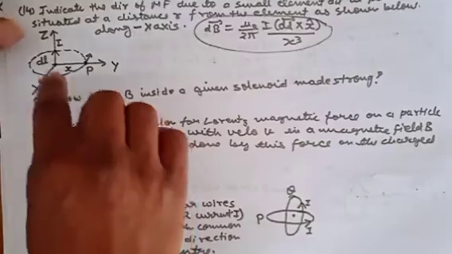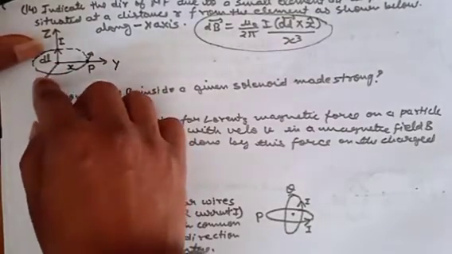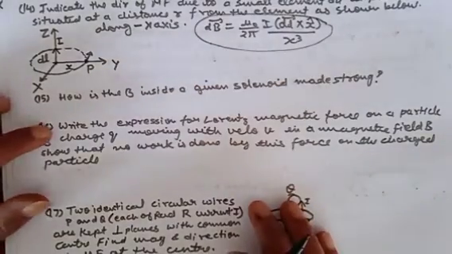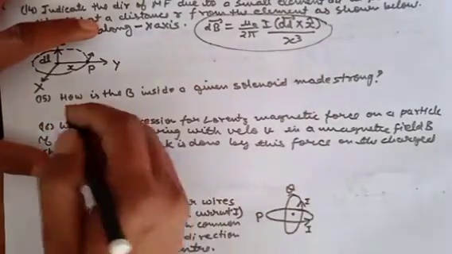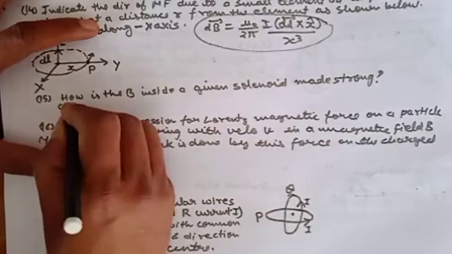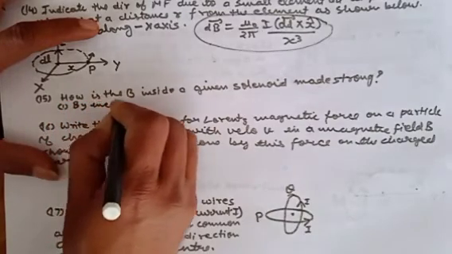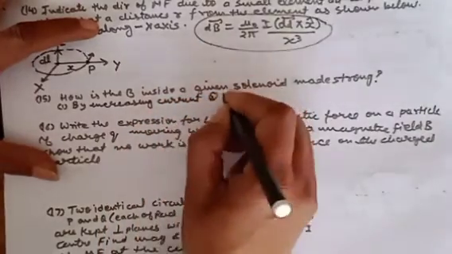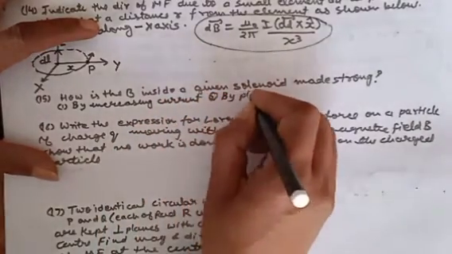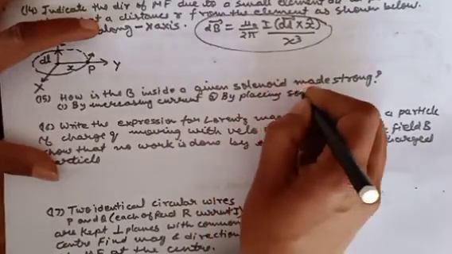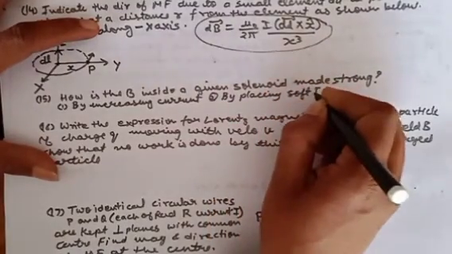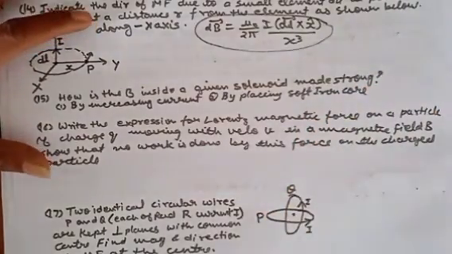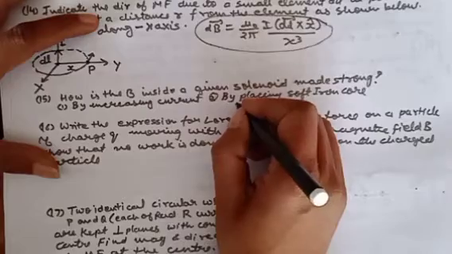Thumb is pointing inward. This is coming outward, positive x, so inward, negative x. That is the direction. How is magnetic field inside a given solenoid made strong? Oh, class 8th question. By increasing current. Number 2, by placing soft iron core, or any other ferromagnetic core.